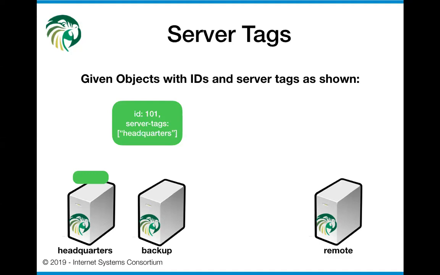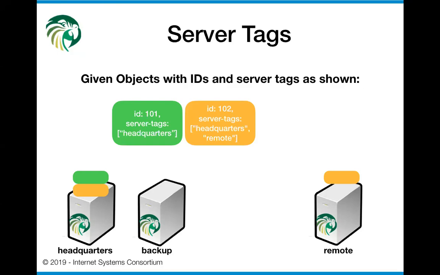You see the little green block. We were building a config file out of the blocks of the ID objects. So then we have an ID 102, again a subnet, network or whatever, and it has two server tags associated with it. Again, the objects can have multiple server tags, but the servers themselves only have a single tag. So we have the ID 102, which has a server tag of both headquarters and remote.